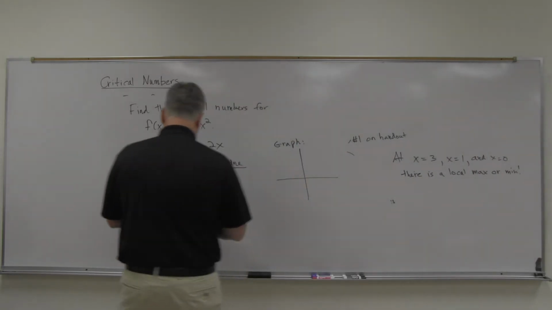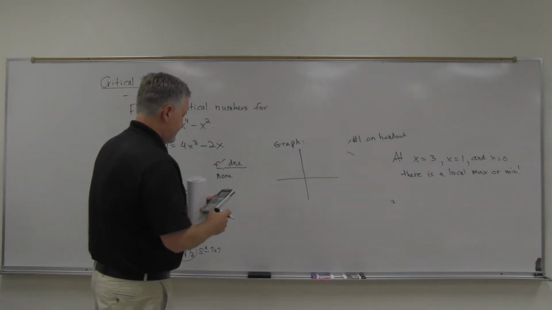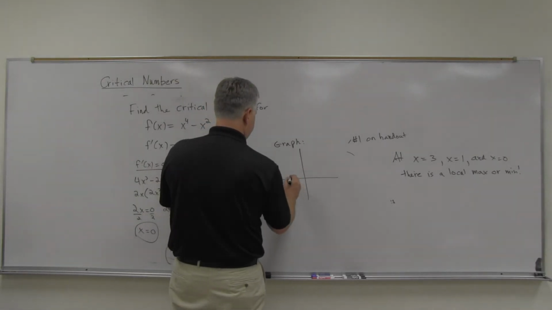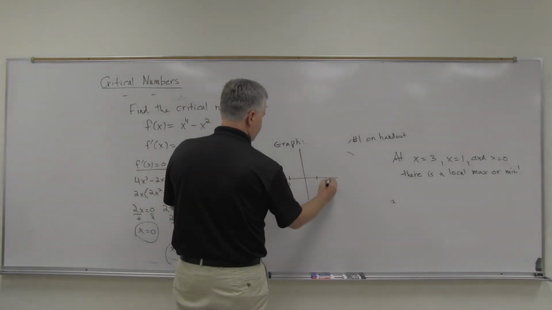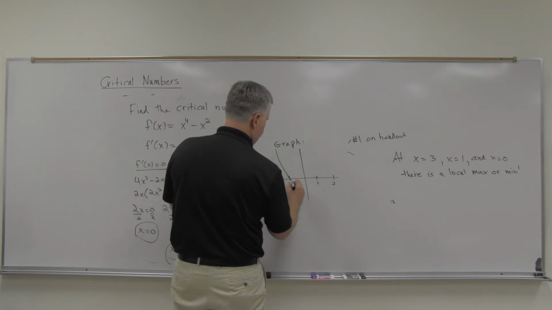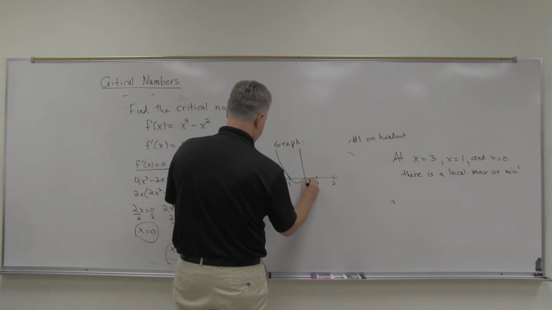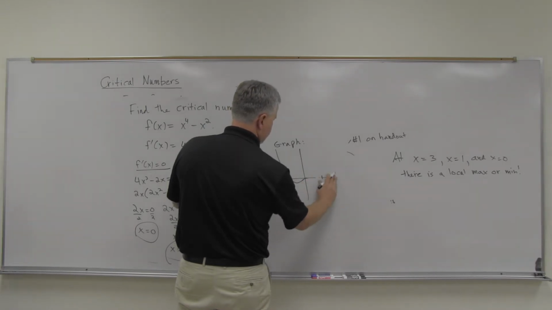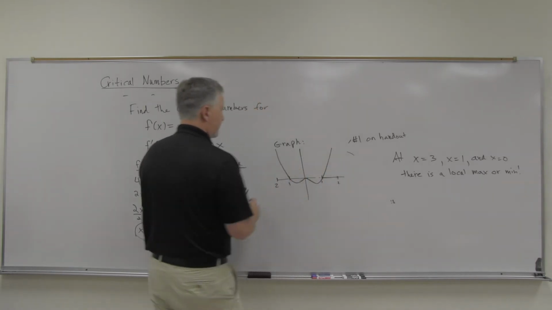May have to zoom in a little bit, right? Yeah, so I've zoomed in, pretty tight. Crosses at 1, bounces just a little bit there. Okay, there's your graph.